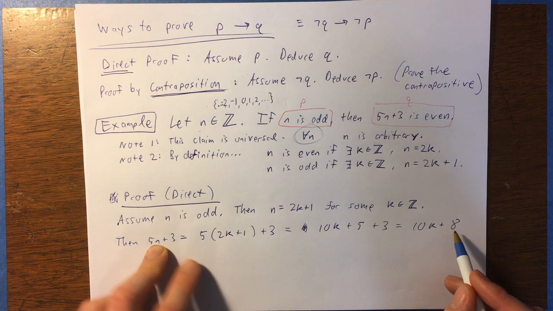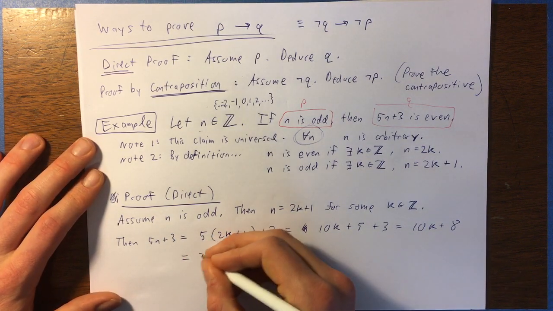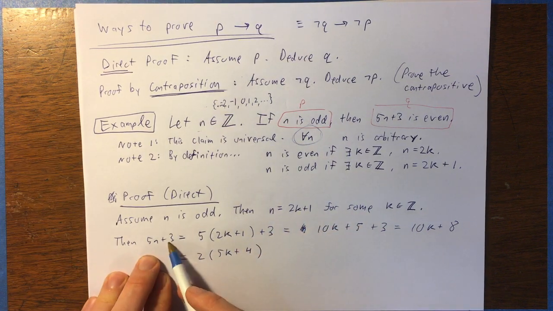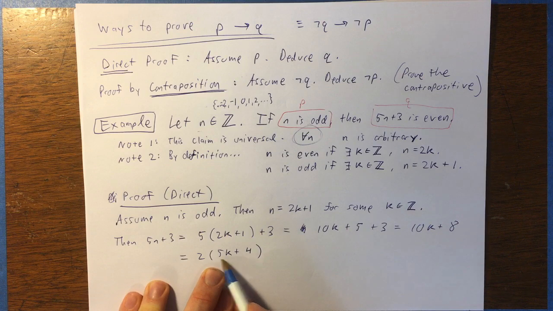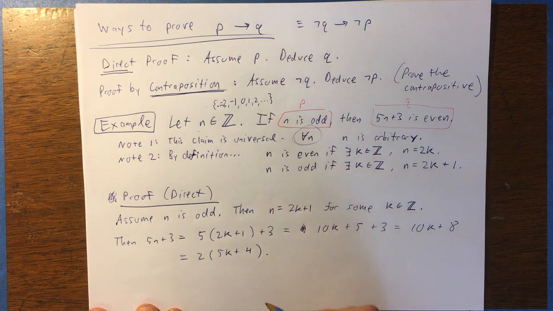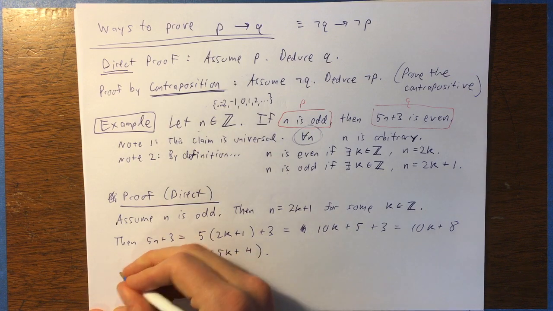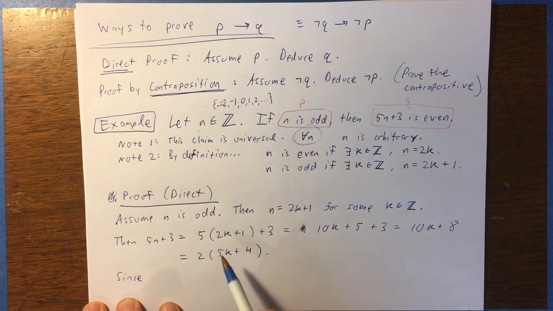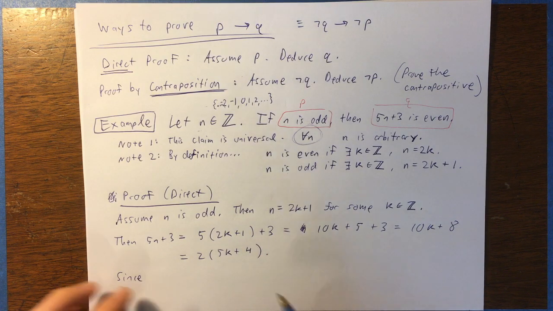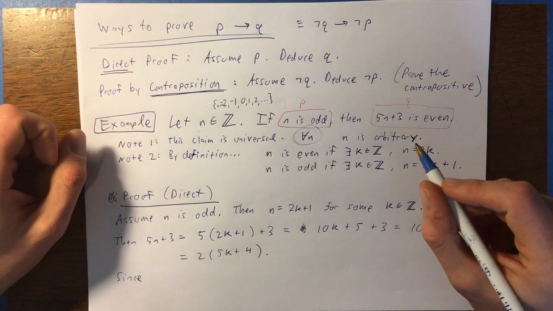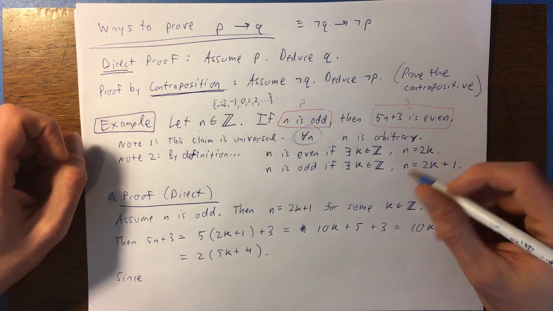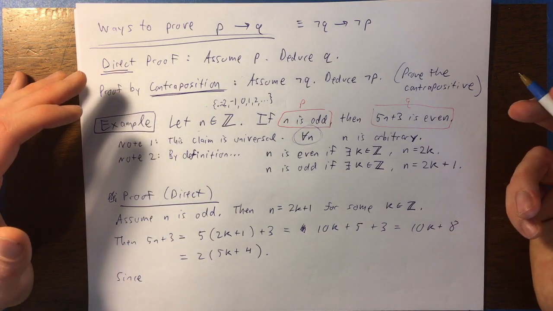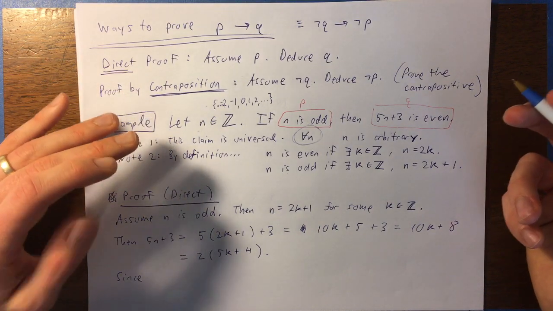Well, I can factor a 2 out of here, can't I? So this equals 2 times 5k plus 4, right? Now I've written 5n plus 3 as 2 times another number, which is 5k plus 4. Well, that number, 5k plus 4, is an integer. And the reason I know 5k plus 4 is an integer is because the set of integers is closed under addition and multiplication. What that means is that if you take 2 integers and combine them with addition, you still have an integer. If you take 2 integers and combine them with multiplication, you still have an integer.